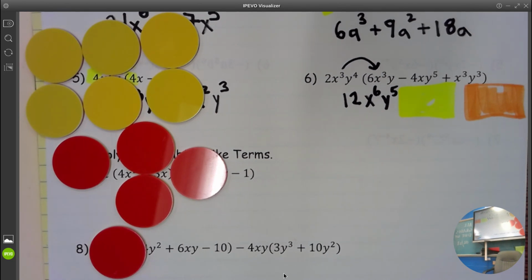Okay, so the 12 comes from 2 times 6, right? Then we got 3 X's and 3 X's. You see 3 right here? You see 3 right there? What's 3 plus 3? That's it. All we're doing is 3 plus 3.